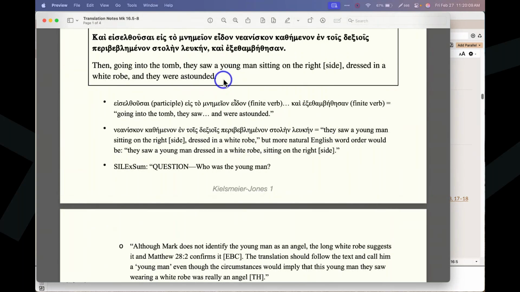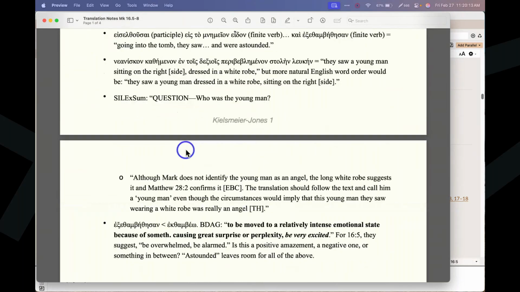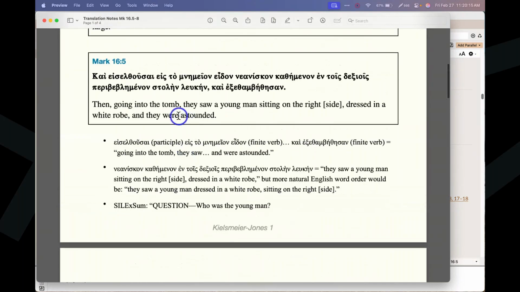Try to figure out, okay, based on the context, how are these women reacting? And we want to look ahead for that. For me, I think astounded is a good word because it leaves room for all of the above. I mean, they don't want Jesus to be dead. So if Jesus is not dead, that's a really good thing for them. But I'm not sure they've quite put everything together yet to the point where they could be positive about it. But again, Mark just doesn't give us a deep dive into their inner state.